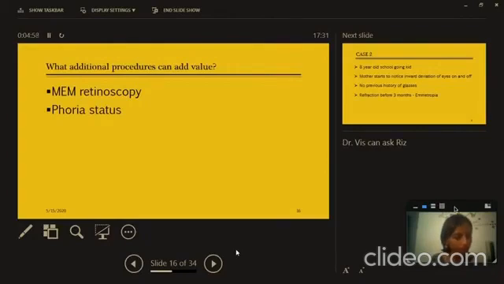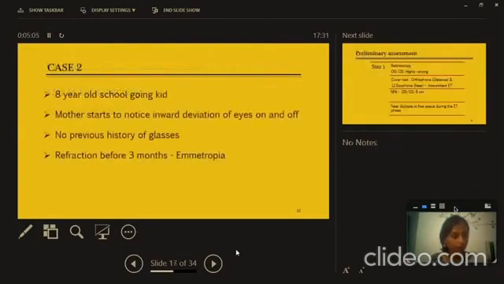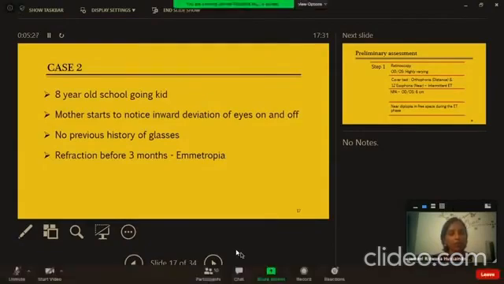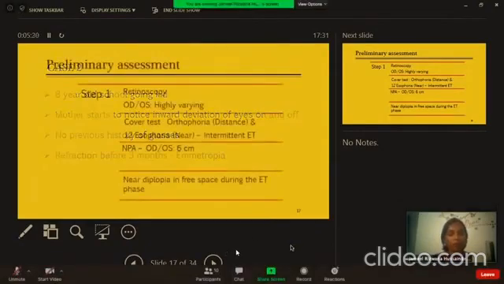And yeah, thank you for asking that question, sir. Now moving ahead with our second case, which is an 8-year-old school-going kid. The mother was just starting to notice an inward deviation of the eye. She was telling us that it was very intermittent, but then I'm seeing that the child squints and brings the eyes too close to the nose. The child has never used glasses, and the mother has just brought the child for a regular examination. 3 months ago, the child was emmetropic.